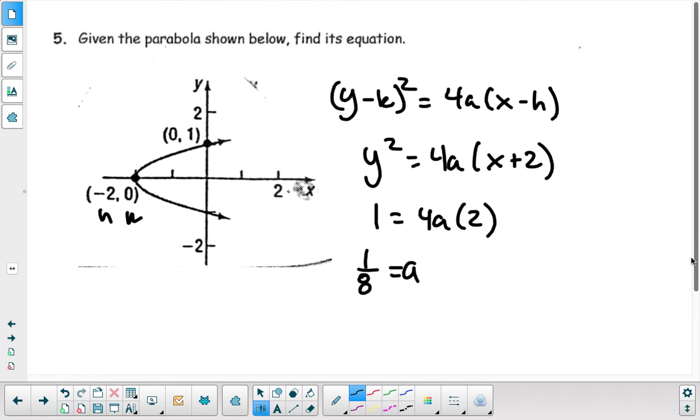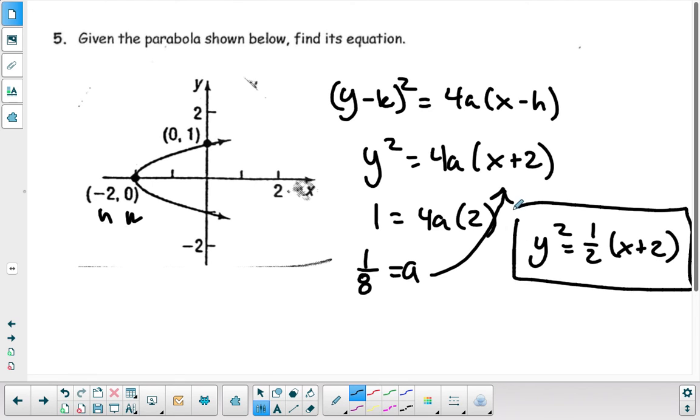So we're going to go back and plug it in to this. We get y squared. 4 times 1/8 is 1/2, or 4/8, times x plus 2. Again, you can leave it like this. That is cool.